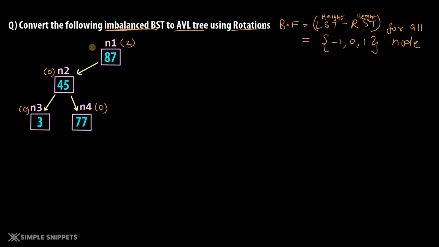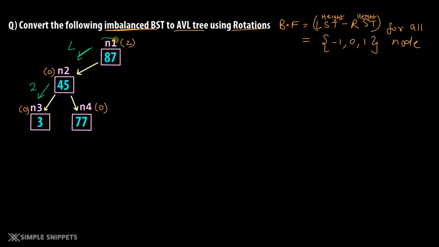So you go from n1 to n2, one left, and you go from n2 to n3 as the second left, correct? So you can see this is a left-left imbalance. You can also say that this is a left-right imbalance, but since the left-left imbalance is pretty straightforward, and in that we just do a right rotation, correct?